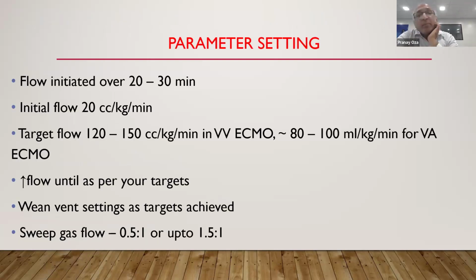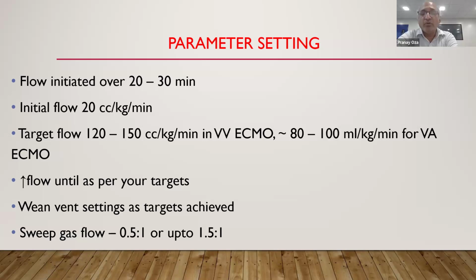When you initiate ECMO, you can start with an ECMO flow of around 20 cc per kg per minute, and you gradually increase the flow over 20 to 30 minutes. The reason is that if you rapidly go up on the flow, it can cause cardiac shunting. So to avoid cardiac shunting, you should go gradually. The exception is only in case of ECPR, where you want to decrease the low flow time, and that's why you don't go gradually on the flow.